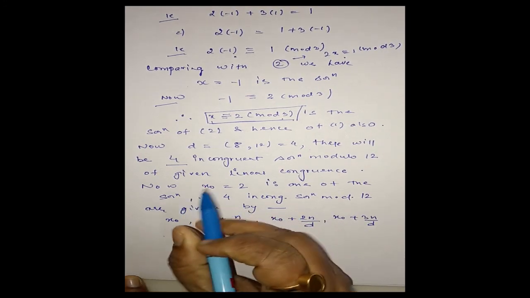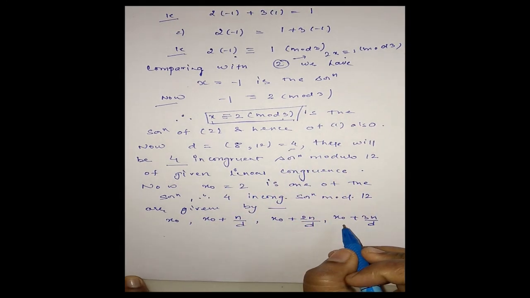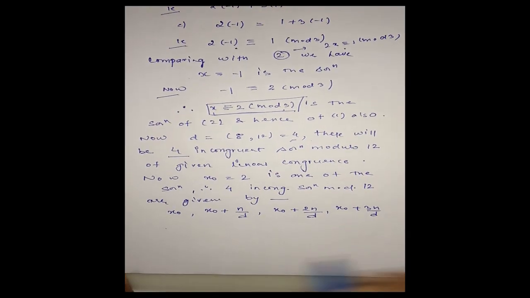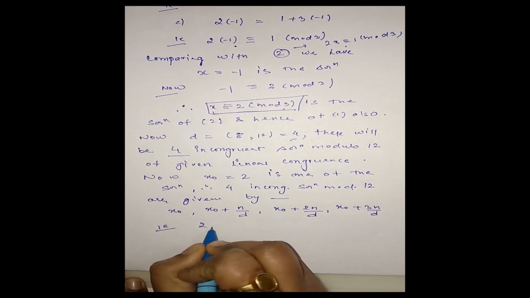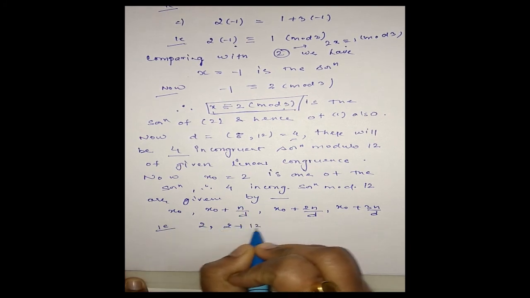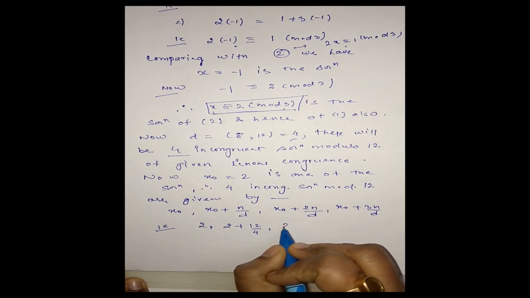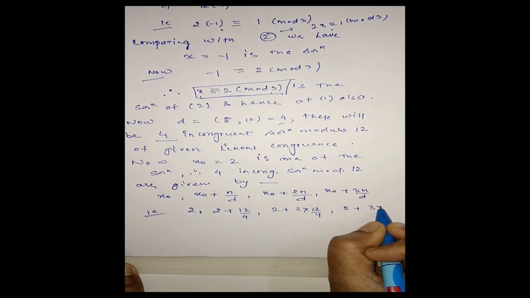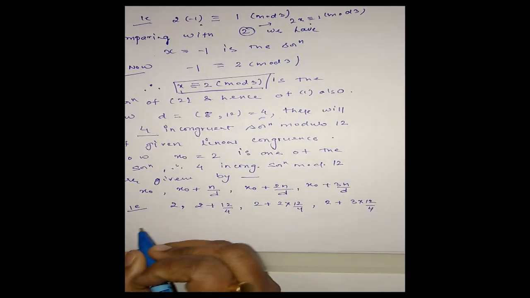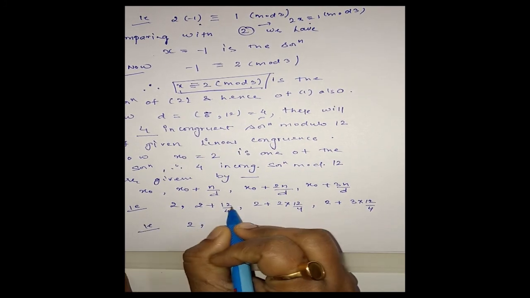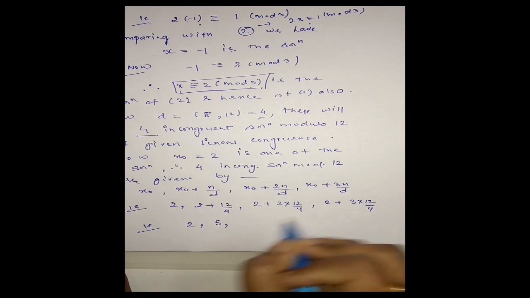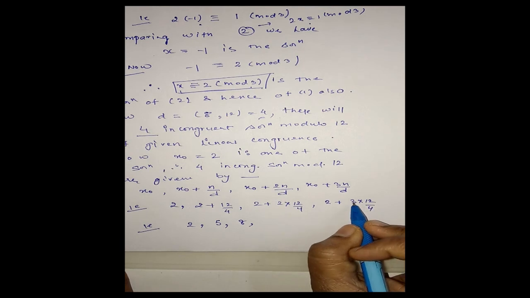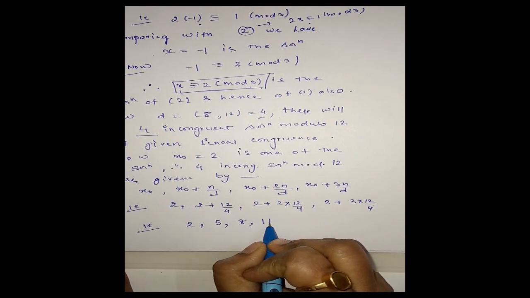Since here d is 4 and we have to go up to d minus 1, that means d minus 1 here is 3. That is 2 plus n by d, which is 12 by 4, 2 plus 2 into 12 by 4 and 2 plus 3 into 12 by 4. These are the solutions. That is 2; this is 3 plus 2, 5; this is 2 times 3, 6, plus 2, 8; and this is 3 times 3, 9, plus 2, 11. These are the solutions.